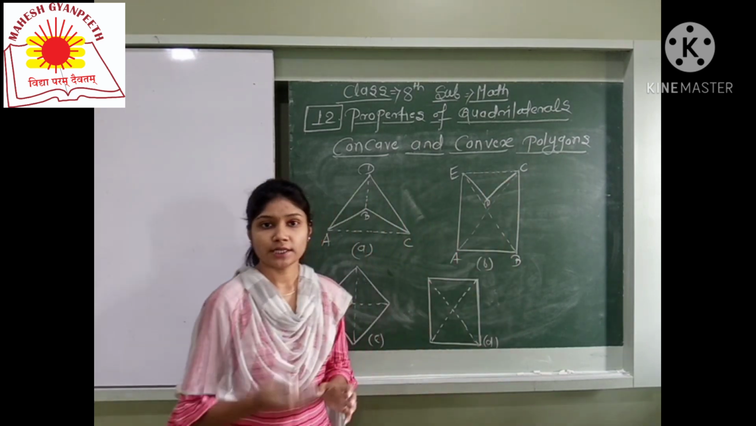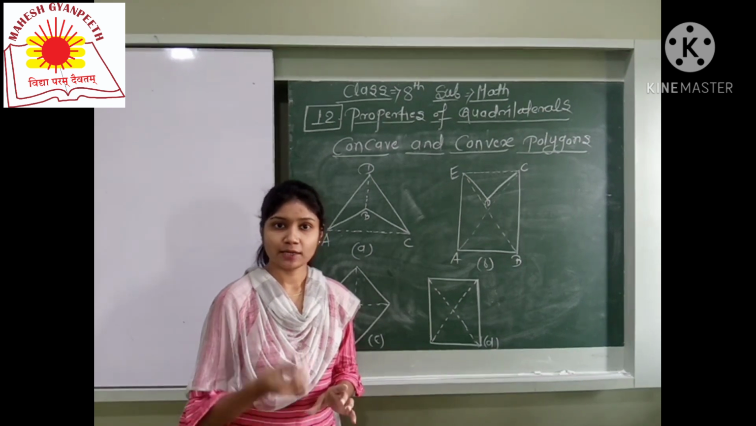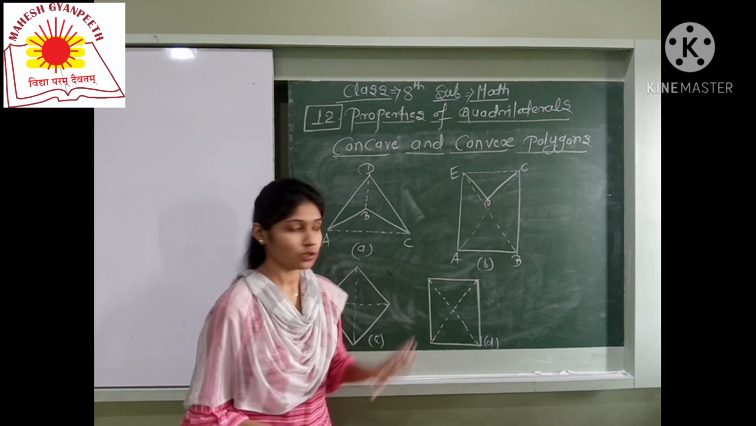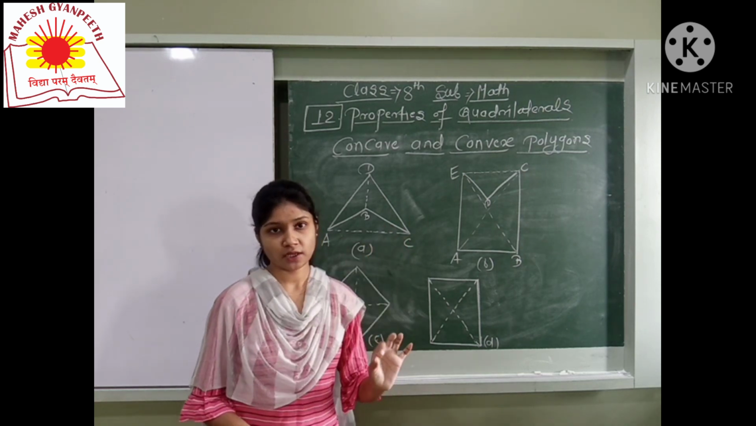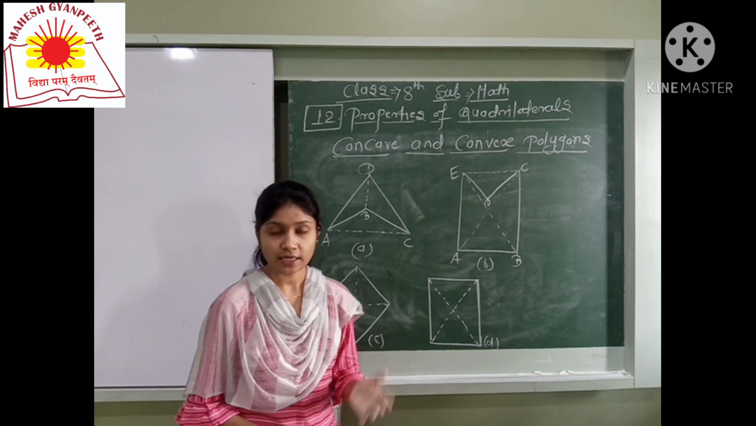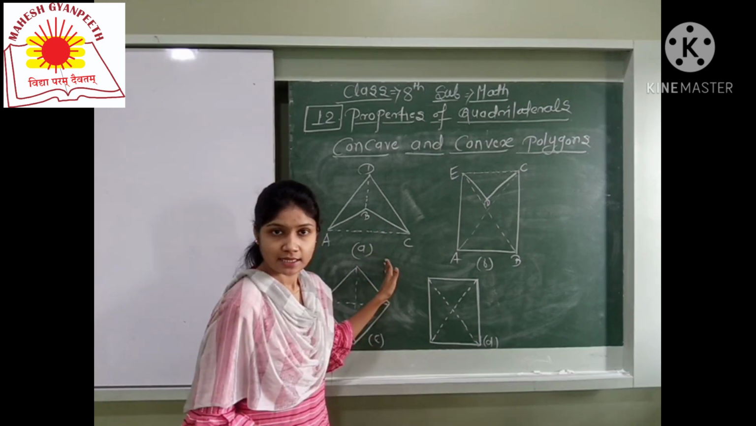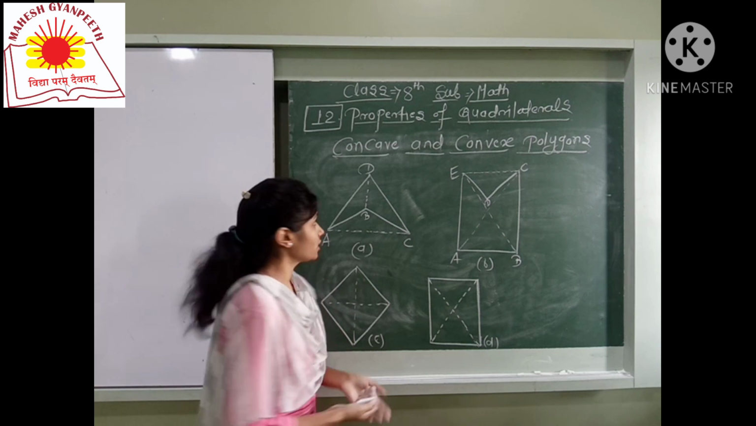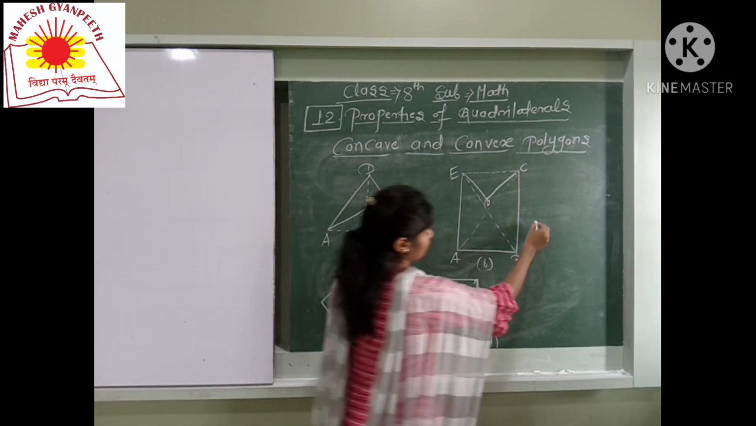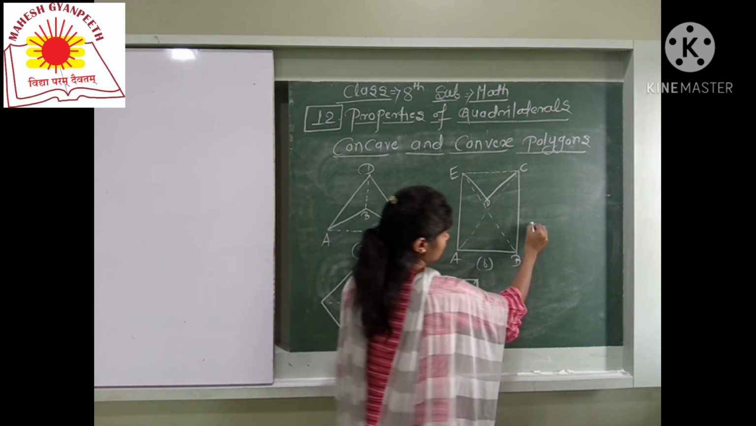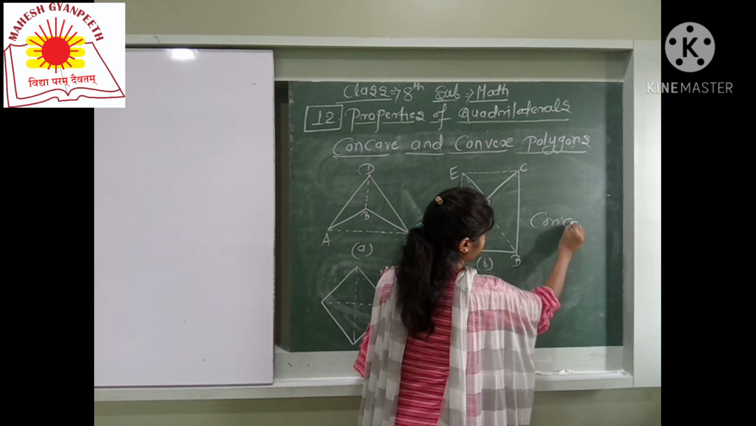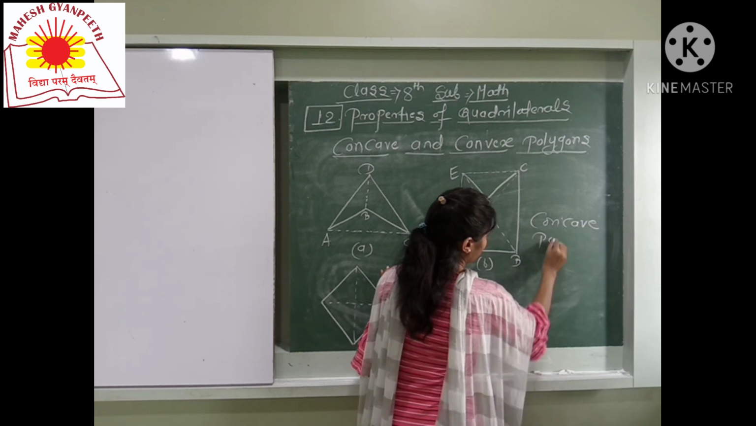A concave polygon means the diagonal lies outside of the polygon. It is called a what? Concave polygon. Means जिस figure में diagonal outside area में है, then it is called a what? Concave polygon. For example, this figure A and figure B. It is called which polygon? Concave polygon.